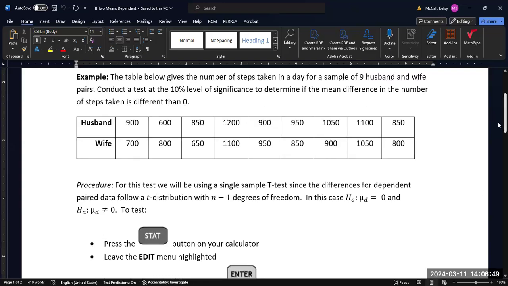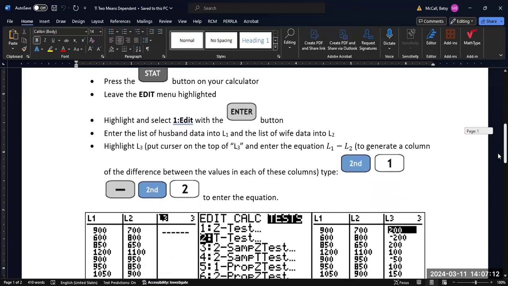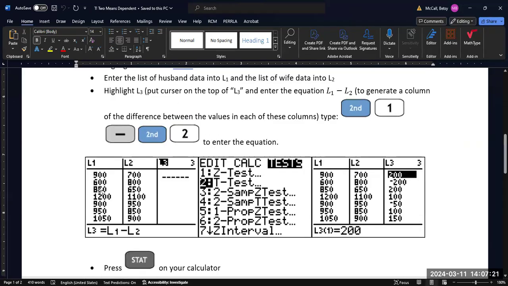All right, so for this, we're going to have to enter the data into our lists inside the calculator. And we're going to have to enter the husband and wife data in different lists in the same order. So in order to enter that into the list, we're going to go to the STAT menu, and then on the edit screen, select Edit and hit enter. Then we're going to enter the data of the husband into list one, and the data for the wife in list two. And they need to be in the order that they're provided in the problem because the pairs need to go together. So the relationships matter.